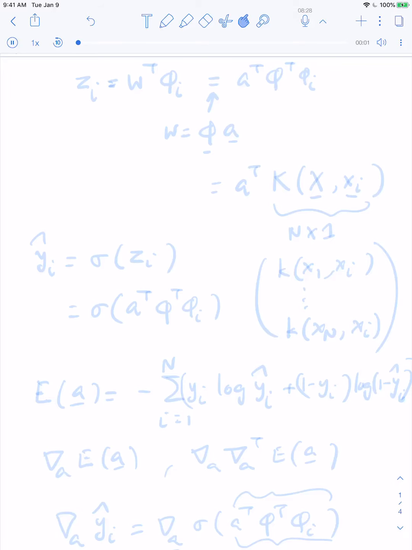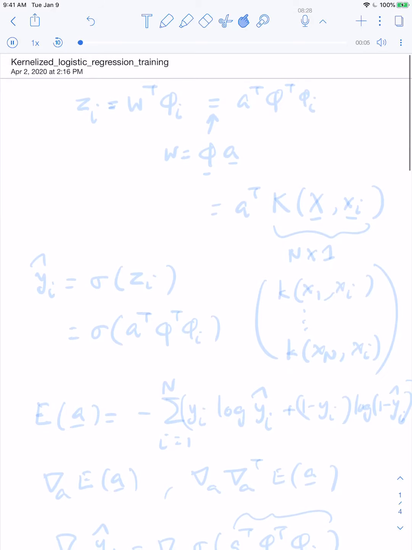I've discussed the kernel trick in detail, but I'll just say a few words about the specific training in the case of logistic regression. The details are there in the notes, so I'll just highlight a few items.